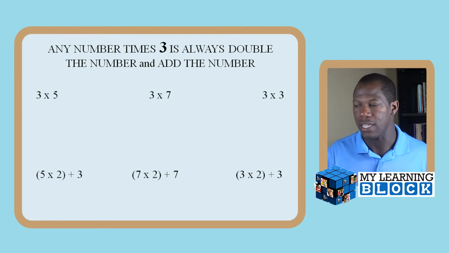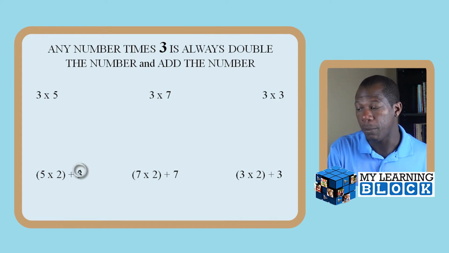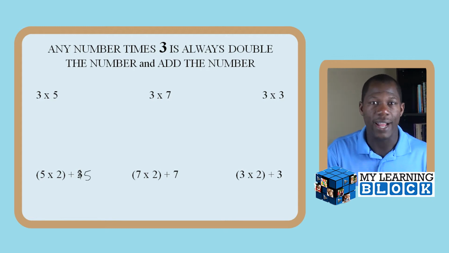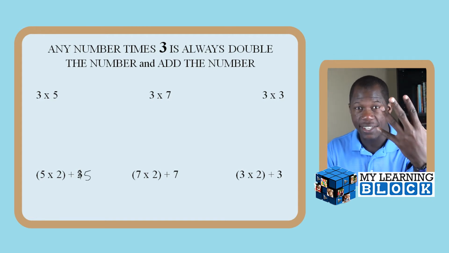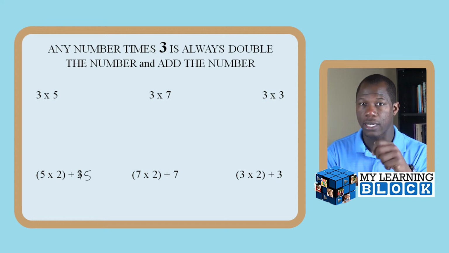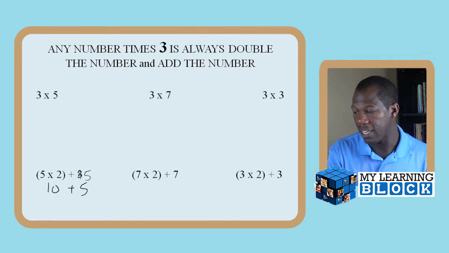But what does that mean? Well, at the top I have 3 times 5. And what I want to do first is double the number. And this should be a 5 because I add the number, right? I don't know what I was thinking when I made this. So 5 times 2 is 10, right? 2, 4, 6, 8, 10. Now I'm going to add the number. 11, 12, 13, 14, 15. See, I doubled the number first. I multiplied by 2's to get 10. Then 10 plus 5 equals 15.